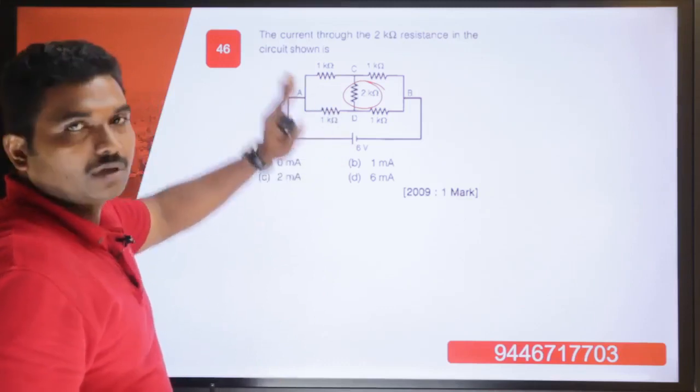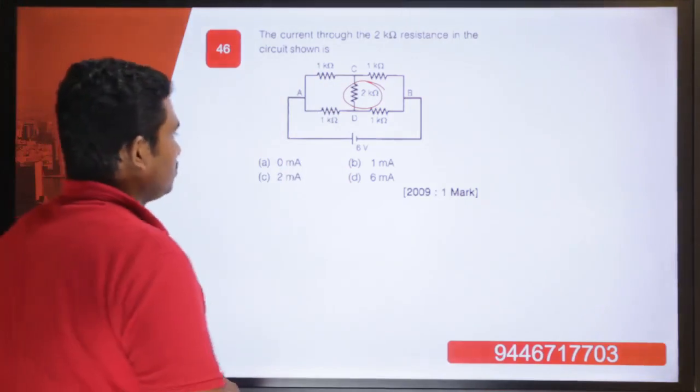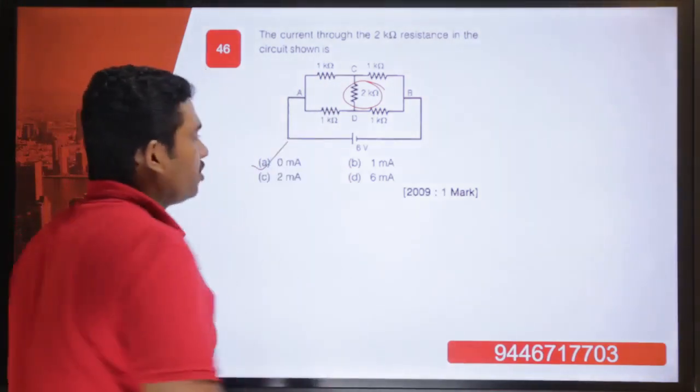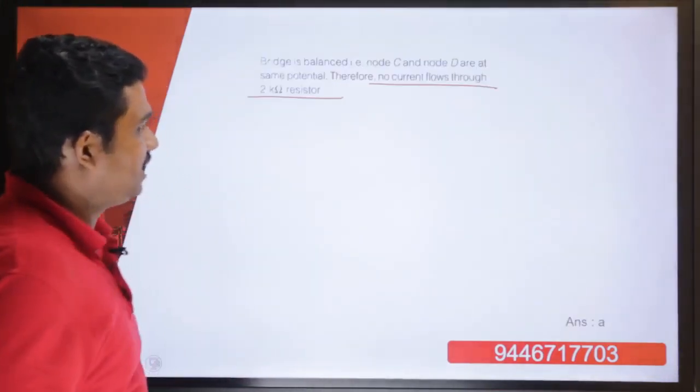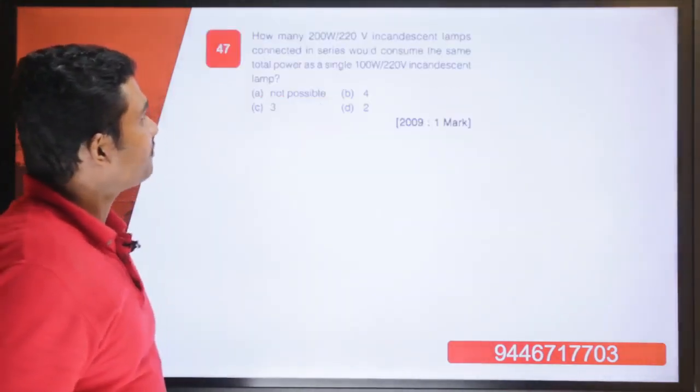So no current will be flowing through the 2 kilo ohm resistance. So what is our answer? Our answer is option A, which is 0 milliampere. So it is option A, 0 milliampere.